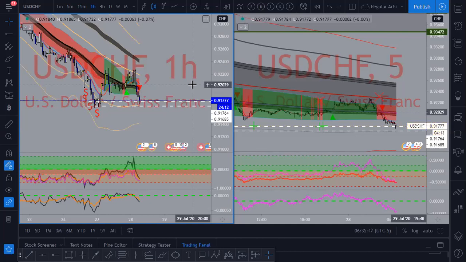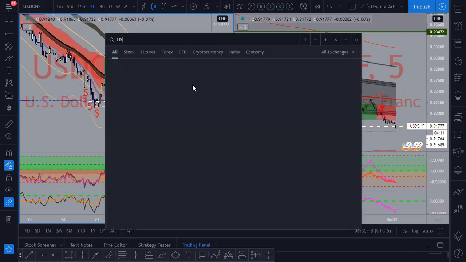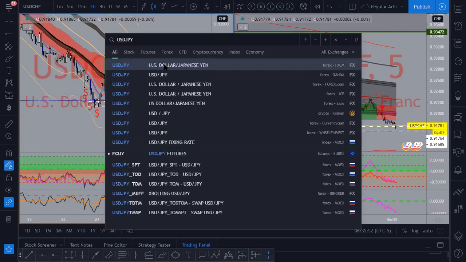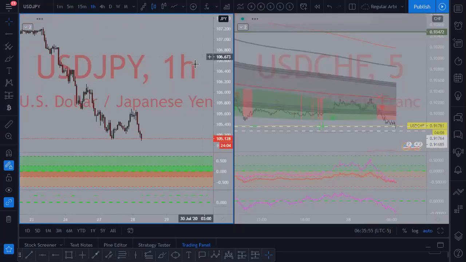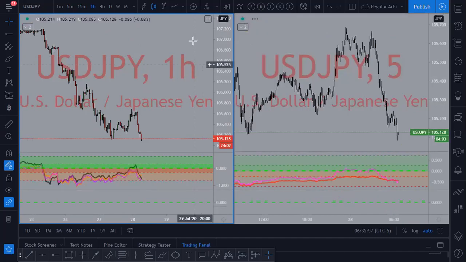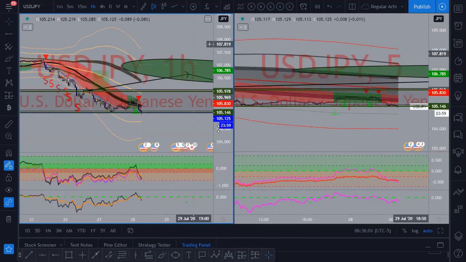All right, so we'll go on to USDJPY. If I'm going too fast, just let me know. I do have a tendency of going fast. I need speed. No, I'm joking.